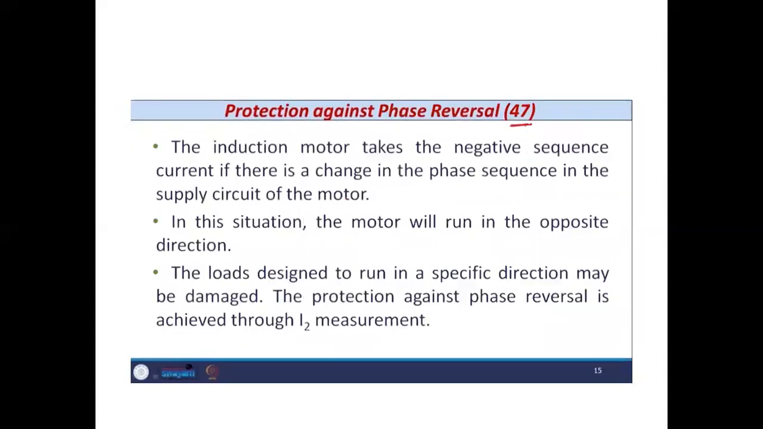Now the next type of protection or phenomenon is known as protection against phase reversal. So instead of the red, yellow, blue phase sequence, if the phase sequence is altered or changed, then the motor needs to be protected in that case. For that, the relay number given to the protective device is 47. Okay, 47, protection against phase reversal.